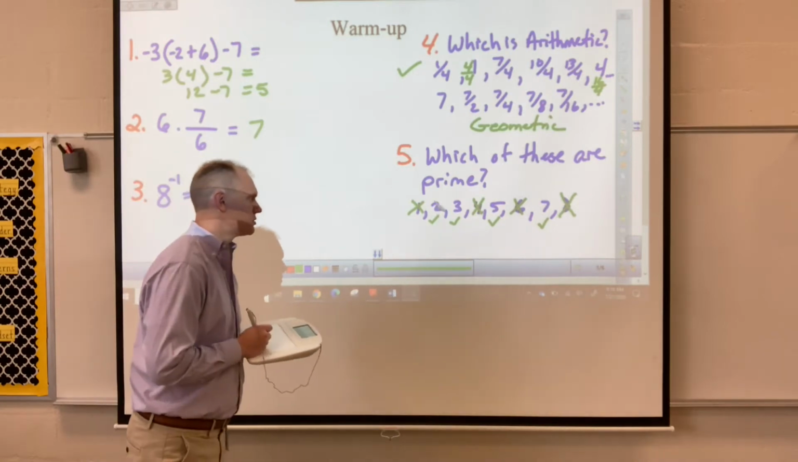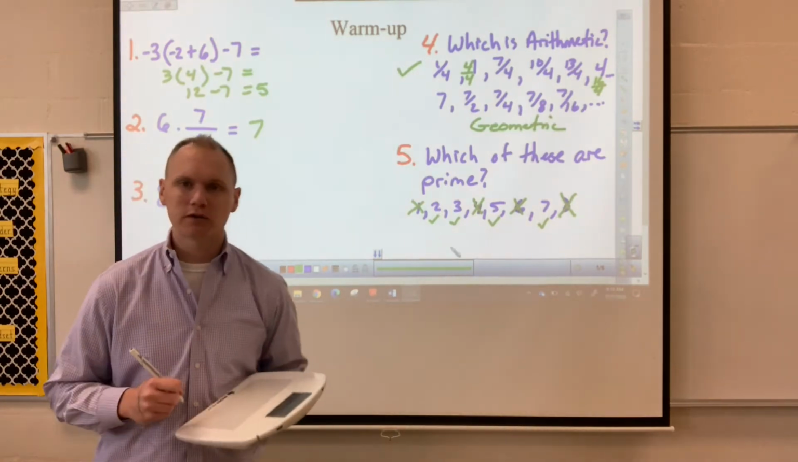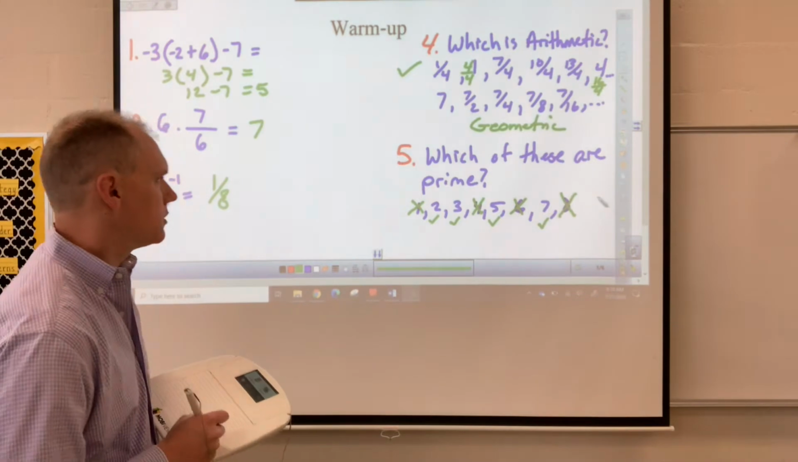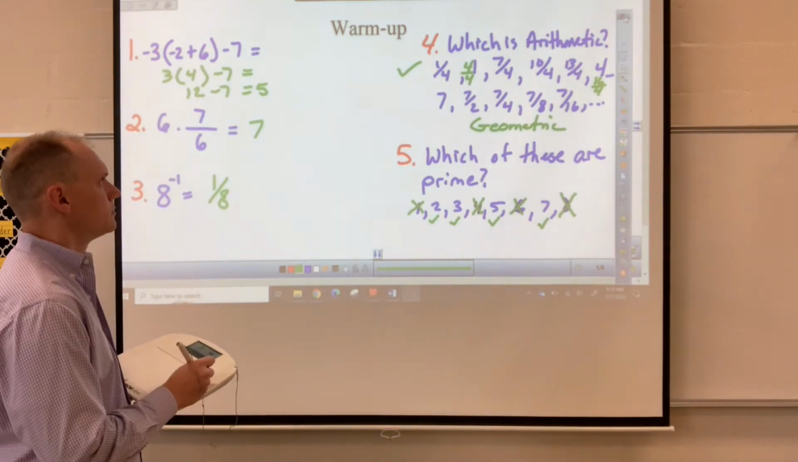Our first integer, a positive integer value that's prime, is actually 2. So some interesting discussion there.